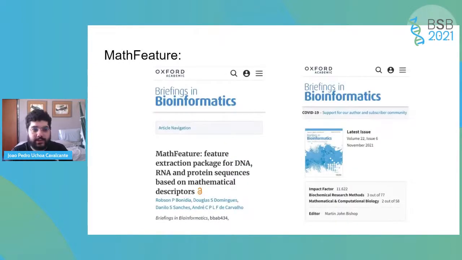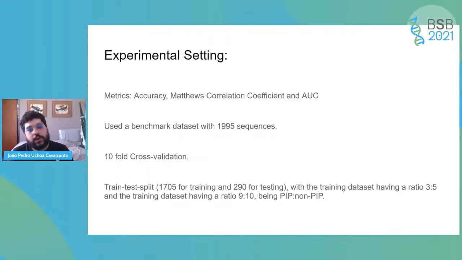For these transformations, Voss was just one example, not everything that we used. MathFeature was used. MathFeature is a tool that was published recently in other journals. It was developed by Robson, one of the co-authors, and it helped us a lot in the process. So now I'm going to the experimental setting. There are metrics.